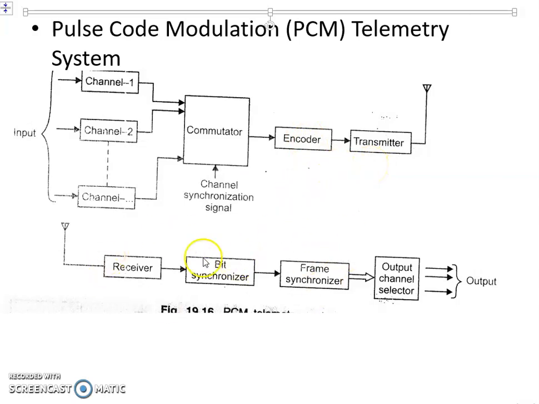So there is a receiver. The receiver section is synchronized on the serial data system. In this case, the bit synchronizer and the frame synchronizer identify each sequence of bits and convert it into useful outputs, which can be taken out from the output channel selector.